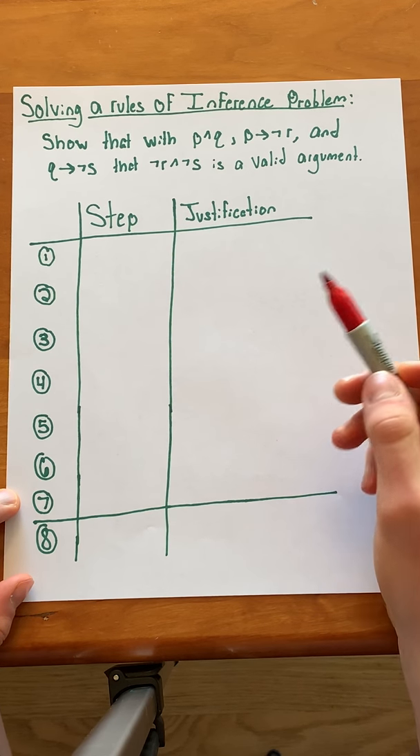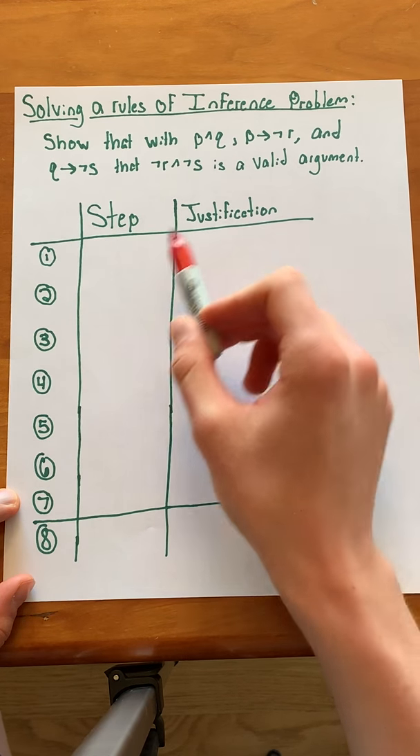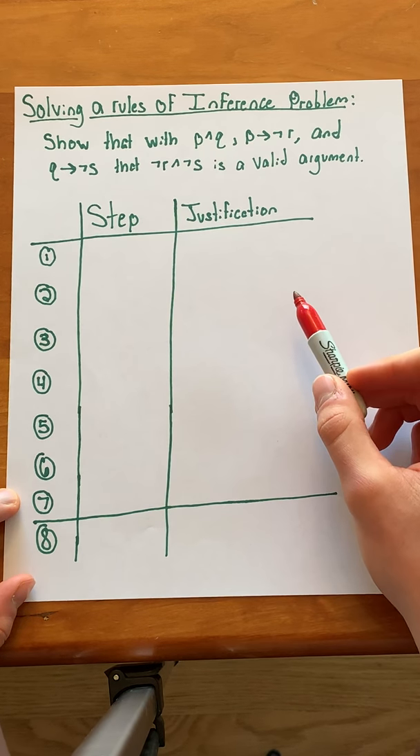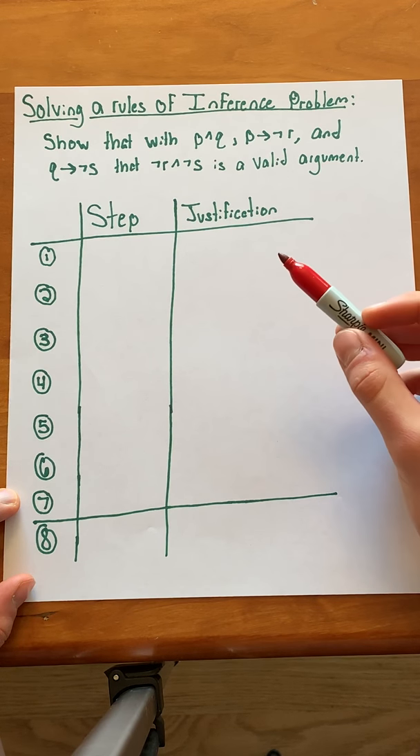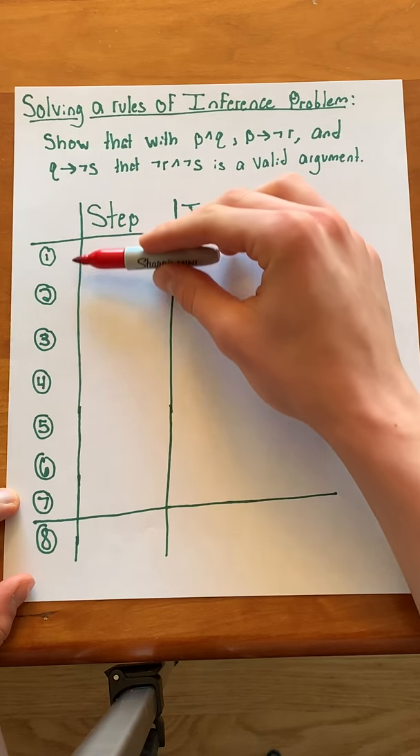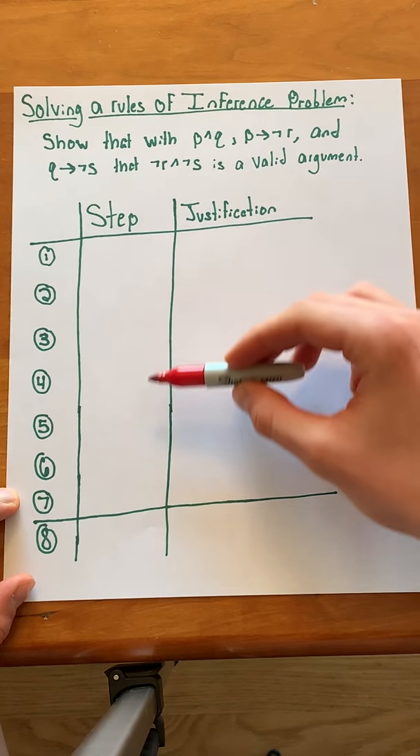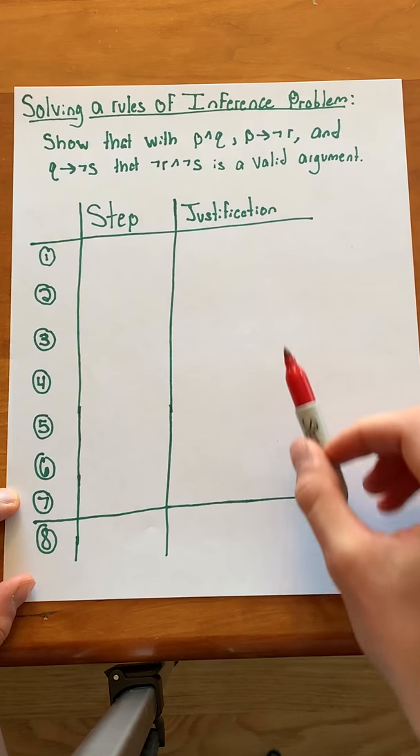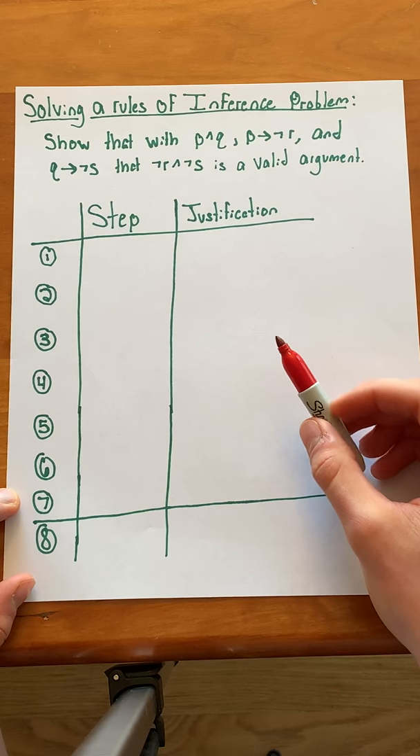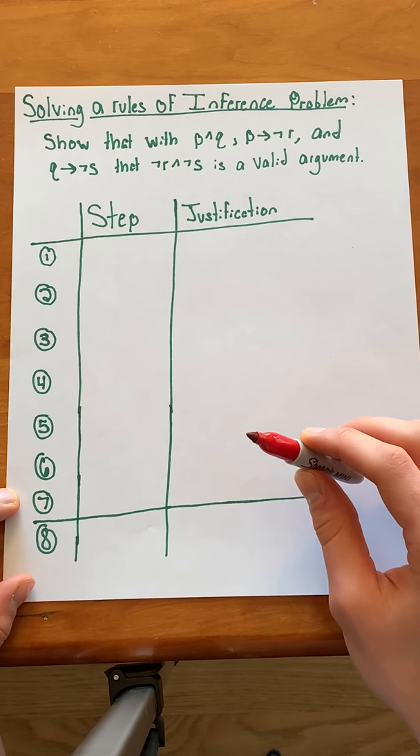The first thing you're always going to want to do when working with a rules of inference problem is to lay out a neat table. Not only does this make your work easier to read for you, it makes it easier to read for those who are grading you. You want to include the number of your step, the step itself, so this is where we'll be manipulating the above statements with rules of inference, and a justification for each step. Make sure that you split each step into individual parts. Don't combine rules of inference.